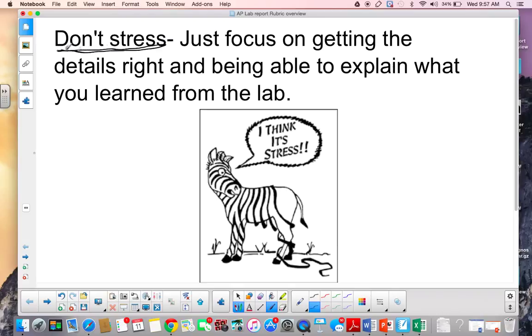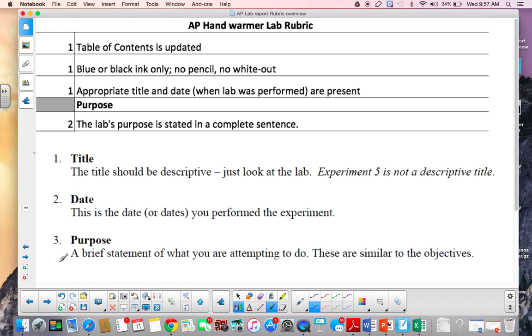I mean, the chances of you getting a bad grade on your lab are very slim as long as you get the details right, make sure it's in the correct format, and be able to explain. The most important thing is what you learn from the lab. That's really the focus overall, and that's what you have to keep in mind. No stress. All right, here's the rubric that I'm going to use to grade it, so I'm going to show you this.